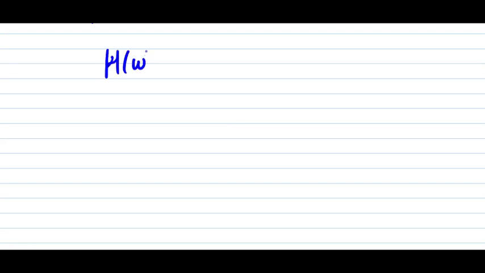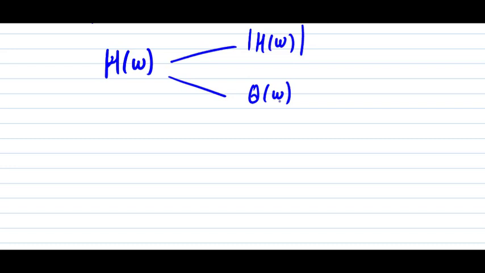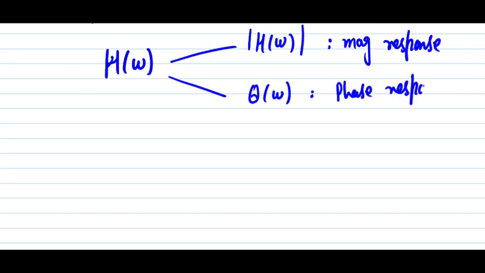So H of omega, being complex, will have two parts. The first is its magnitude, which we represent as mod H of omega. The second is theta of omega, which is basically the phase of H of omega. So we call this the magnitude response of our system, and this is called the phase response of our system.